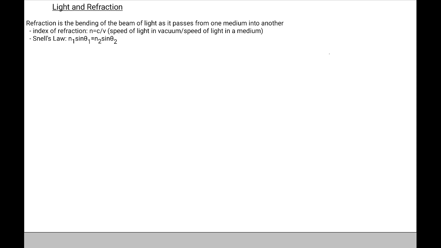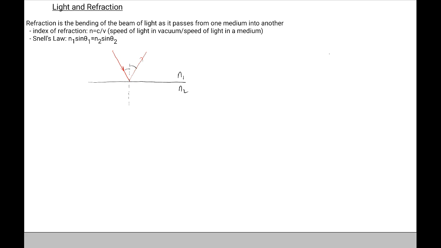And let's draw this out. So let's say that we have the interface between medium 1 and medium 2. Let us say that we have an incident beam, and from the law of reflection we know that this beam will be reflected so that the angle of incidence will be equal to the angle of reflection.